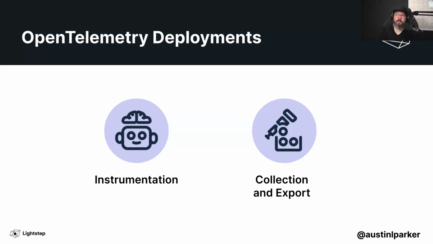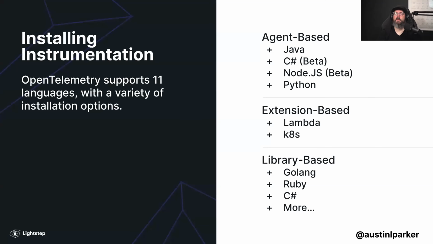So to deploy OpenTelemetry, you need two parts. You need the instrumentation. That's what actually gets you data out from your app into something else. And then you need to collect that data and export it. If you've heard of an observability pipeline, that collection and export part is a part of an observability pipeline. Instrumenting itself can be done in several different ways. Generally, there are 3 different methods.